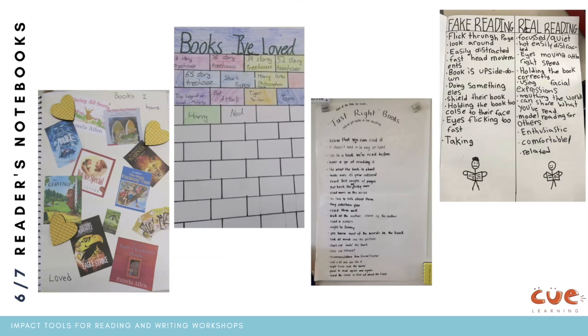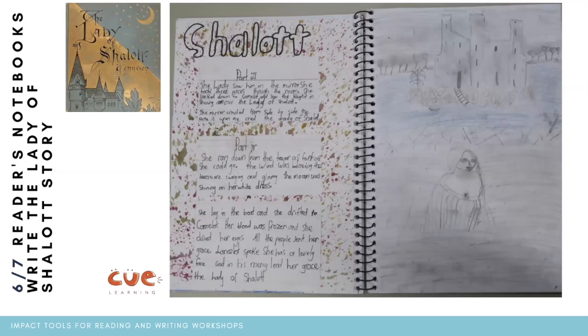Just write books. I think that was actually a chart that was made rather than a book in their entry, and I think that went into the classroom library. And then an entry of fake reading, real reading. What does it look like if it's fake reading? What does it look like if it's real reading? This is another way that a year 6-7 teacher has used the reader's notebook.